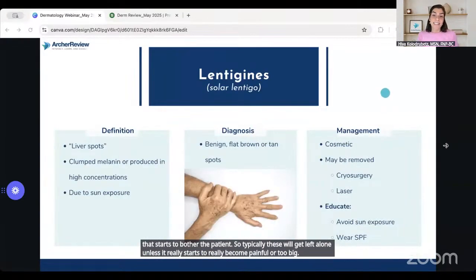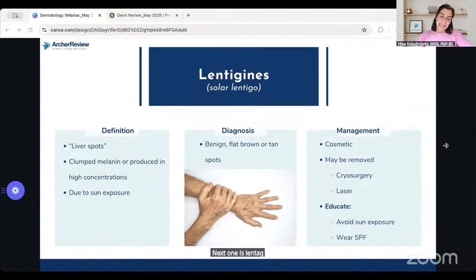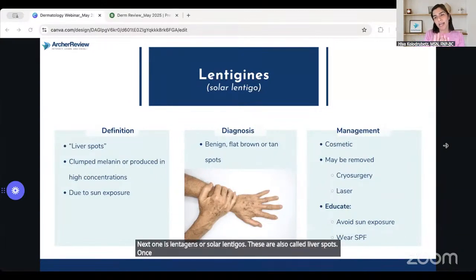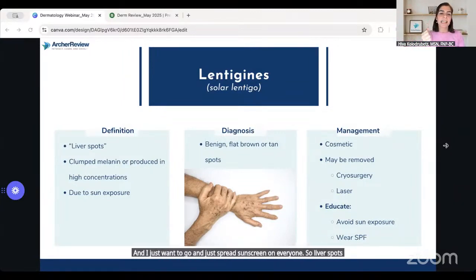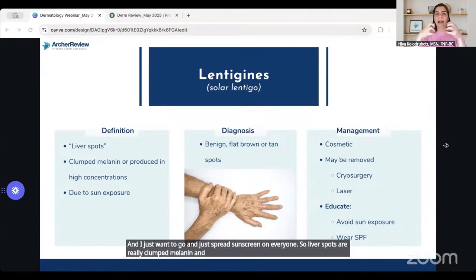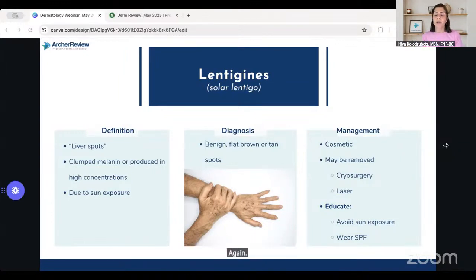Next one is lentigines or solar lentigos. These are also called liver spots. Once you see and learn how to identify liver spots, you can't stop seeing liver spots. And I just want to go and spread sunscreen on everyone. So liver spots are really clumped melanin, and it's produced in those high concentrations in those sun exposed areas due to sun exposure, right? They're going to be really flat, brown, tan spots. Again, these are benign, but you do want to watch them.